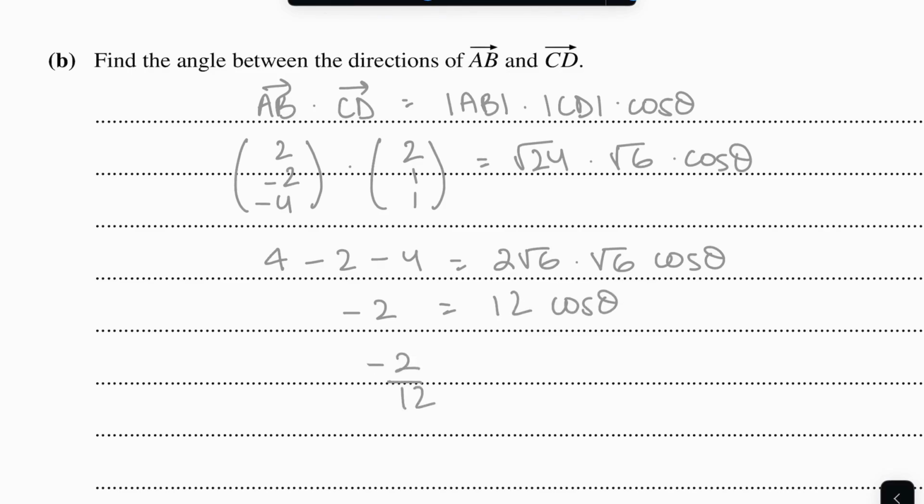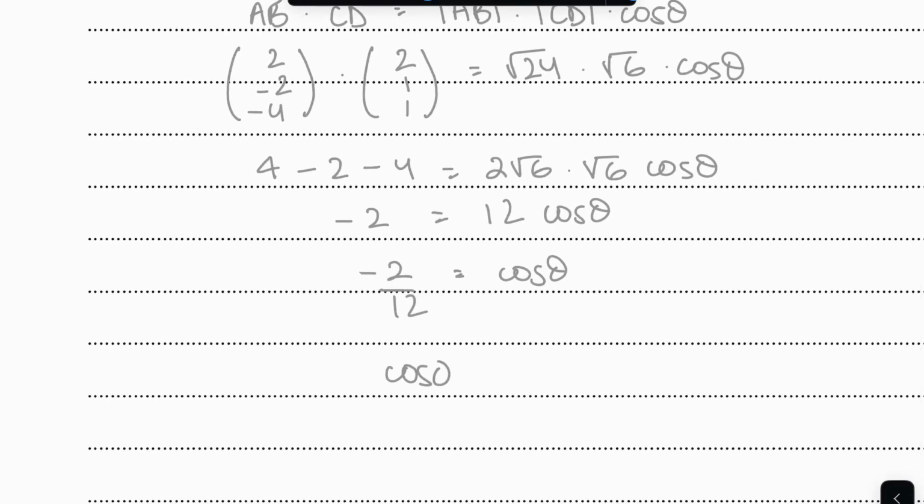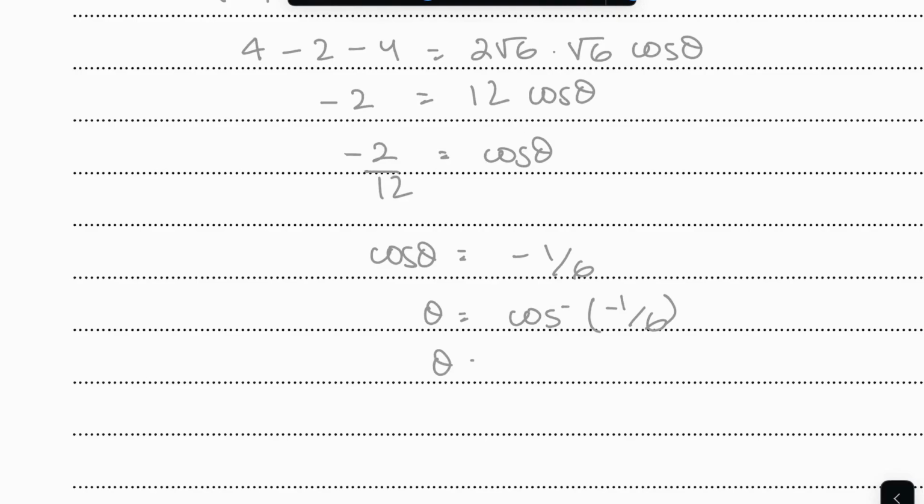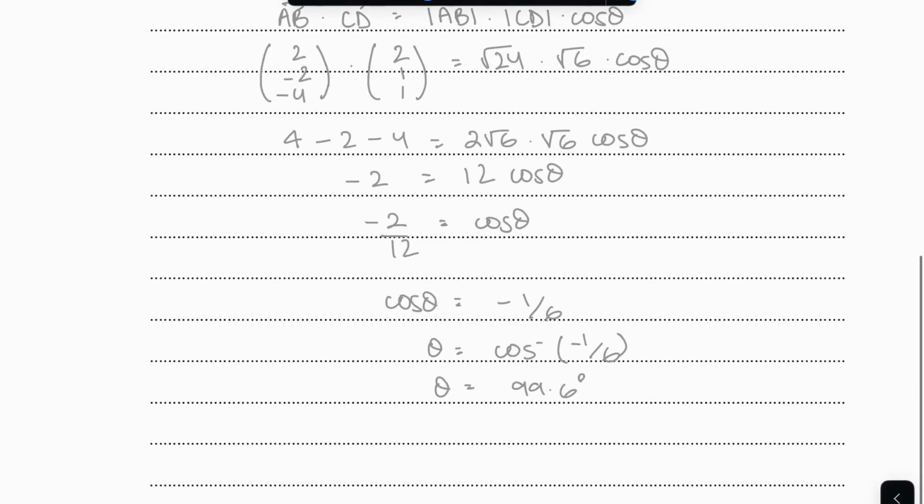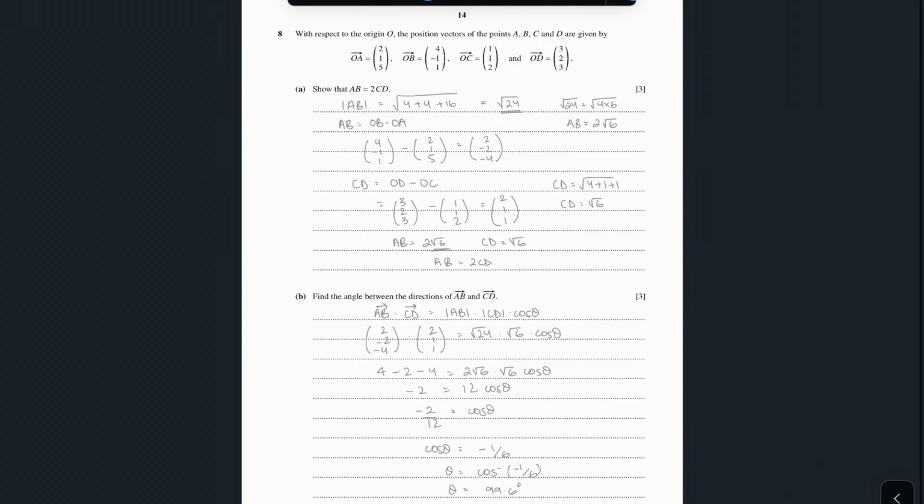So minus 2 over 12 is equal to cos theta. And we can say that cos theta is equal to minus 1 over 6. And theta is cos inverse of minus 1 over 6. And in degrees, if we put that in the calculator, that is 99.6 degrees, or radians, however you'd like to find it. And that is it for question 8.